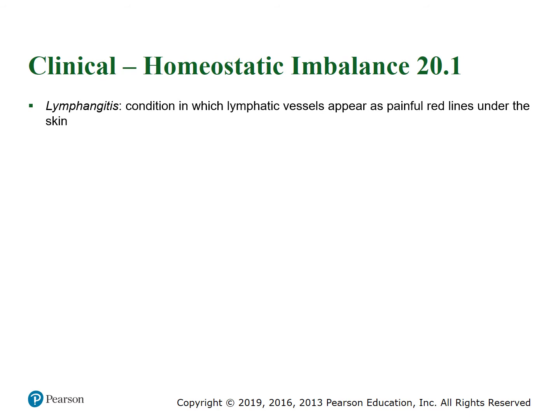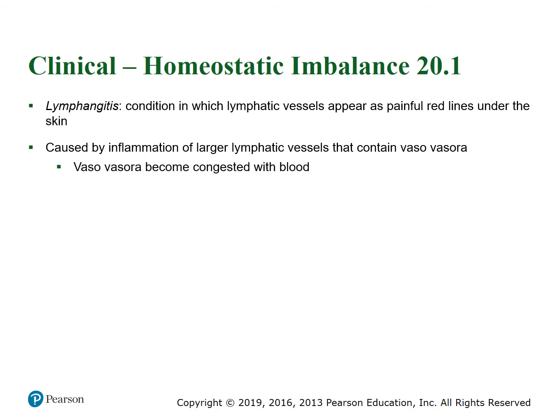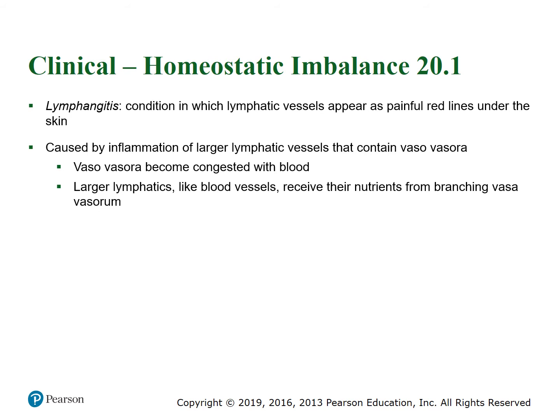Lymphangitis is a condition in which the lymphatic vessels will appear as red lines under the skin, and this is caused by an inflammation of lymphatic vessels that contain vasa vasorum. Vasa vasorum are smaller blood vessels that supply the tissue of large blood vessels and large lymphatic vessels with blood. Like every other type of cell in the body, the cells that make up both blood vessels and large lymphatic vessels also need an oxygen supply, so they have their own smaller blood vessels called vasa vasorum, literally blood vessels of blood vessels. When the vasa vasorum become congested with blood, this can cause lymphangitis. Again, the reason is that larger lymphatics receive their nutrients from vasa vasorum.